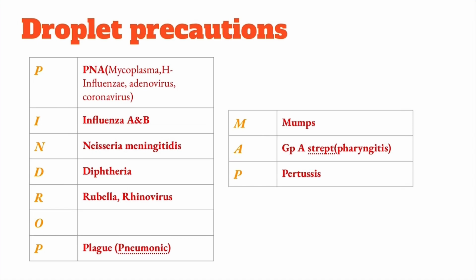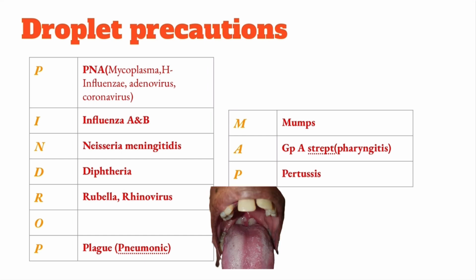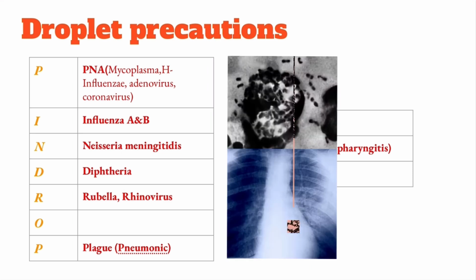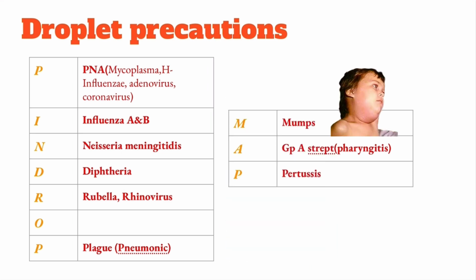P for pneumonia, especially by mycoplasma, H influenzae, adenovirus, and coronavirus. I for influenza A and B. N for Neisseria meningitidis. D for diphtheria, especially pharyngeal diphtheria. R for rubella and rhinovirus. P for pneumonic plague. M for mumps. A for group A streptococcal pharyngitis. It doesn't include the skin infections over here.